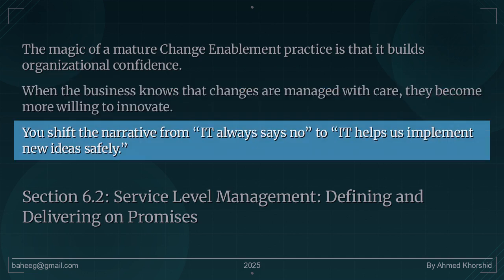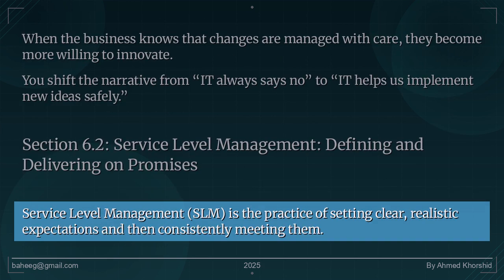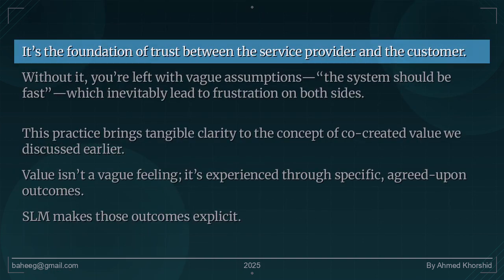You shift the narrative from "IT always says no" to "IT helps us implement new ideas safely." Section 6.2, Service Level Management, Defining and Delivering on Promises. Service Level Management, SLM, is the practice of setting clear, realistic expectations and then consistently meeting them. It's the foundation of trust between the service provider and the customer.